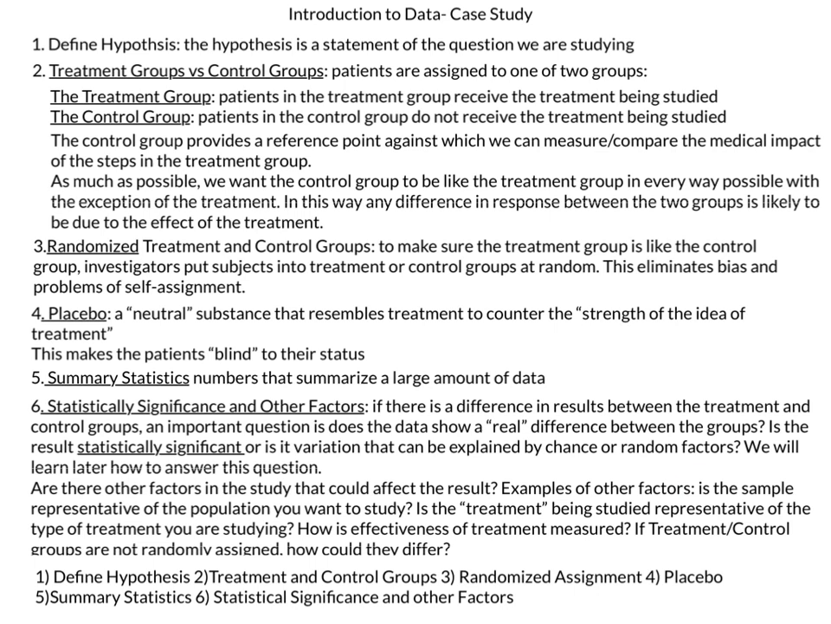We should also look at other factors. That is, are there other factors in the study that could affect the result? One example: is this sample representative of the population you want to study? So if you want to make a general statement about the efficacy of some treatment on all people, then you want to study all people.